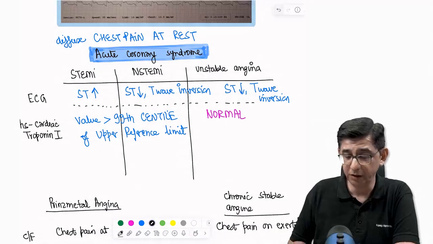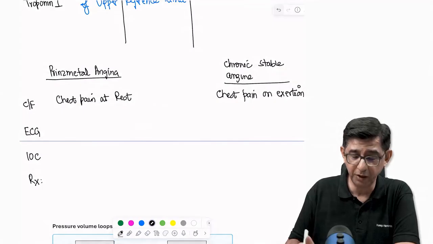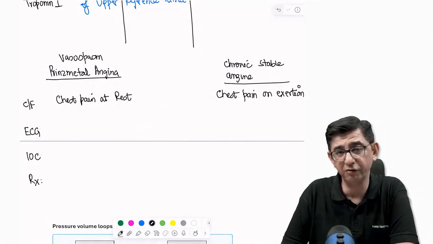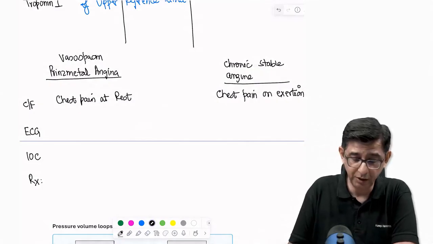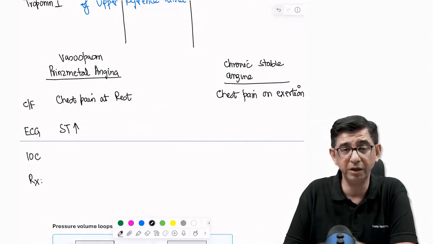Now I will be comparing this with data for prinzmetal angina versus chronic stable angina. Prinzmetal angina is characterized by vasospasm in the coronary artery of the patient. That's why it's called a vasospastic condition. This condition is characterized by ST elevation present. This is the only angina that has a ST elevation.